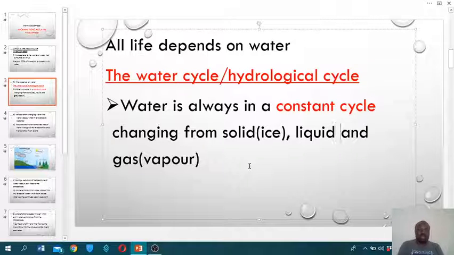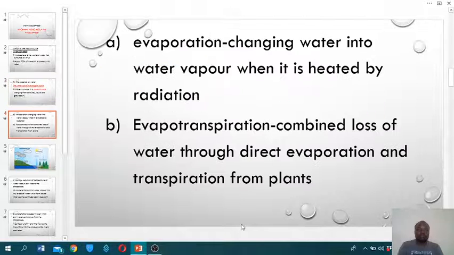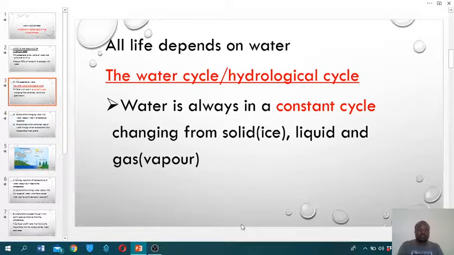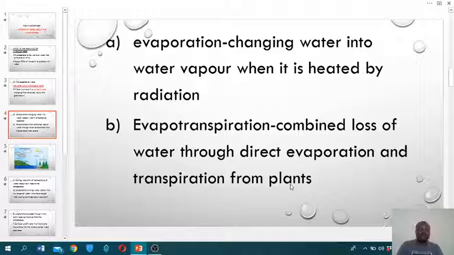The next thing that we shall be looking at is that this cycle, which is continuous, is made of different processes. We shall look at how water changes from solid to liquid to gas, and how it comes from the atmosphere down during precipitation that we learned about last time. Here we shall look at the first process, which is evaporation.